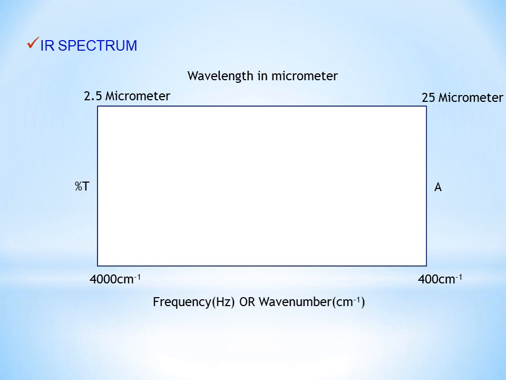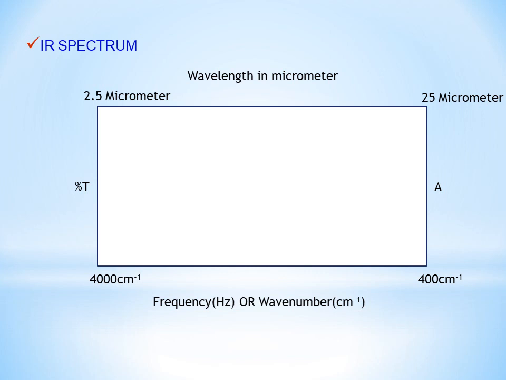On the top portion, you can see wavelength in micrometer. Here the unit for wavelength is micrometer. Obviously we are going to study a molecule in the middle IR region. That's why the range we select here is 2.5 micrometer to 25 micrometer, which starts from a lower value to a higher value.